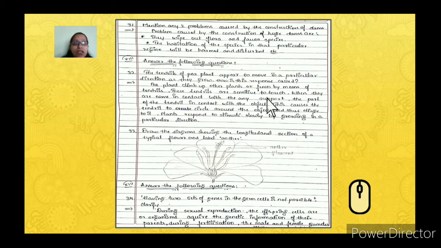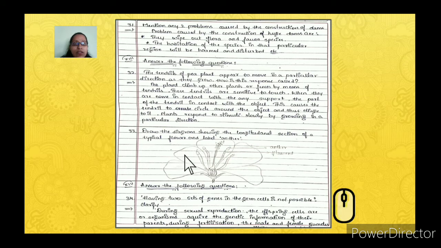These tendrils are sensitive to touch, and when they come in contact with any other support, the part of the tendril that is in contact with the object will start winding or making a circle around the object and thus attach to it. So plants respond to stimuli slowly by growing in a particular direction.